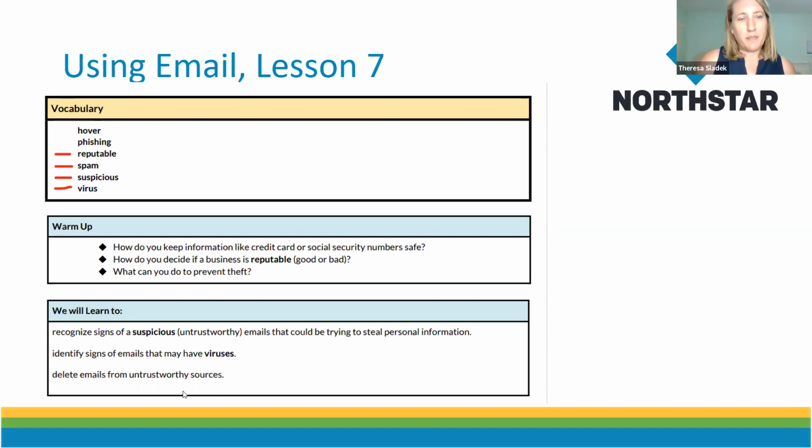So let's look at the second one. I would have you repeat after me and say that today we're going to learn to identify signs, and I'd have you repeat that, of emails that may have viruses. And so we break it into those chunks, and that helps with reading comprehension as well.